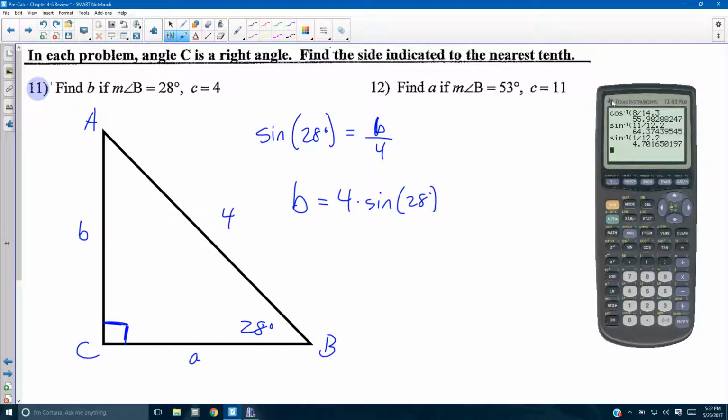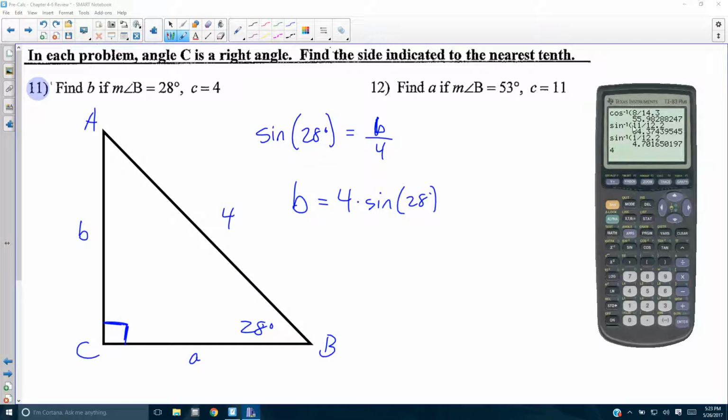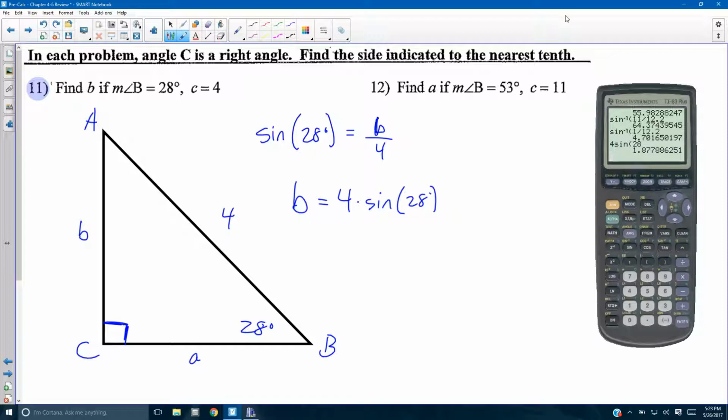And I'm still in degrees in my calculator. I'm going to round this number to the nearest tenth here. 4 times sine of 28 looks to be 1.877, so around 1.9 units approximately. I won't write the units here, but they don't give you units either, so it's just about 1.9 in length. Pretty nice.